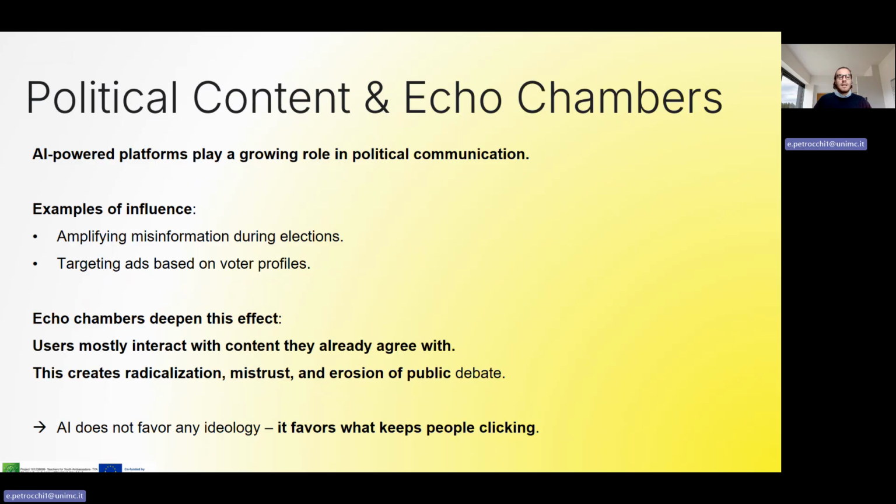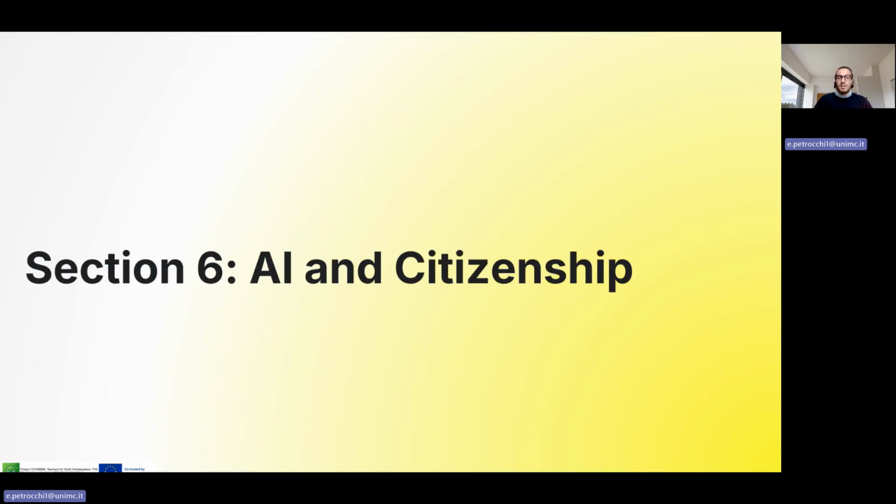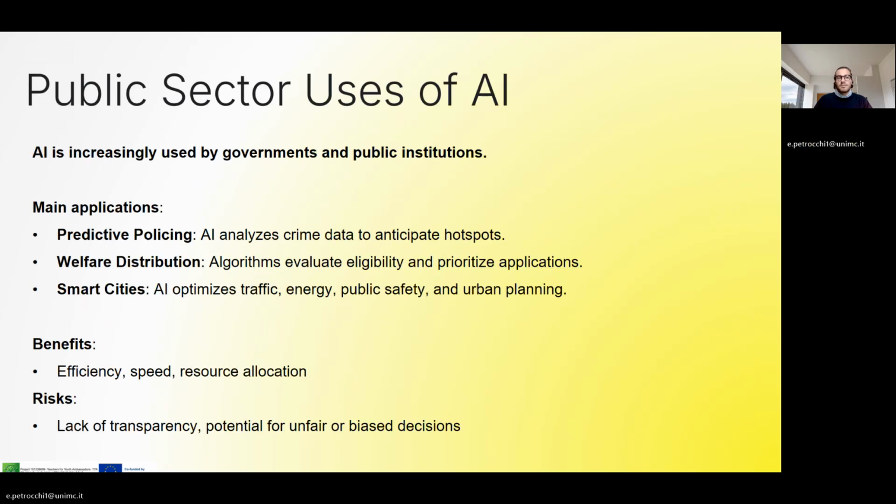So AI does not favor any ideology in particular, but it favors what keeps people clicking. This is an important aspect. And as I said, we will look now at the interaction between AI and citizenship, because AI is used in the public sector. There are many applications such as predictive policing, welfare distribution, and smart cities. And there are benefits, of course, because these increase efficiency, speed, and resource allocation. But there are also some risks, such as a lack of transparency and potentially unfair or biased outcomes.